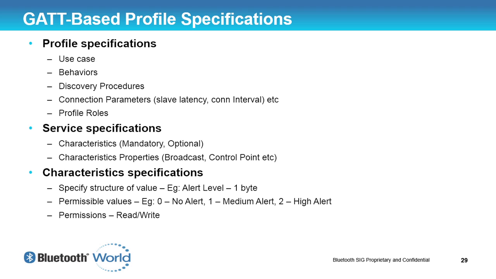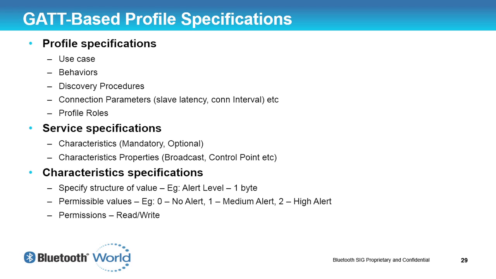So we have what are therefore known as GATT-based profile specifications, or GATT-based specifications. These are specifications that use GATT and ATT to enable a use case. They define both the use case and also the behaviors that are enabled with that: the discovery procedures, how you connect, what sort of parameters you should be using for slave latency and connection latency, and the roles that the various devices have.